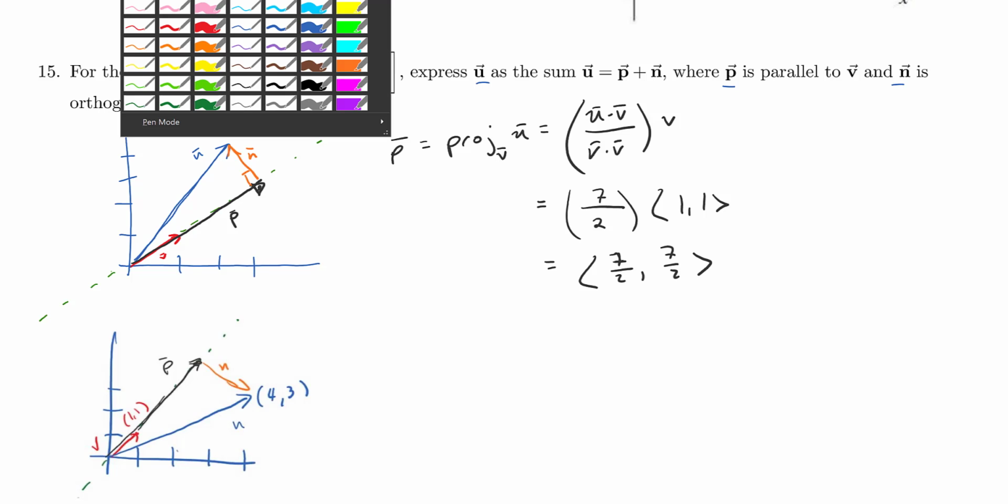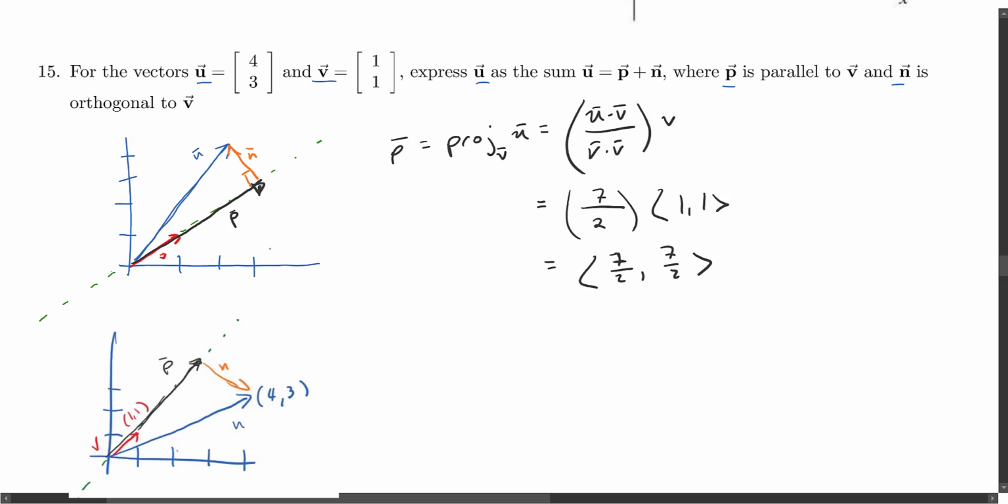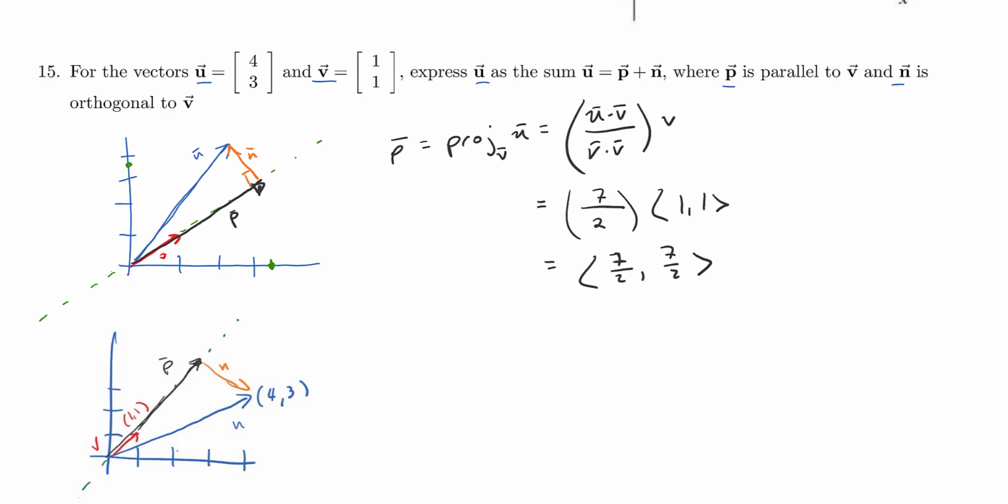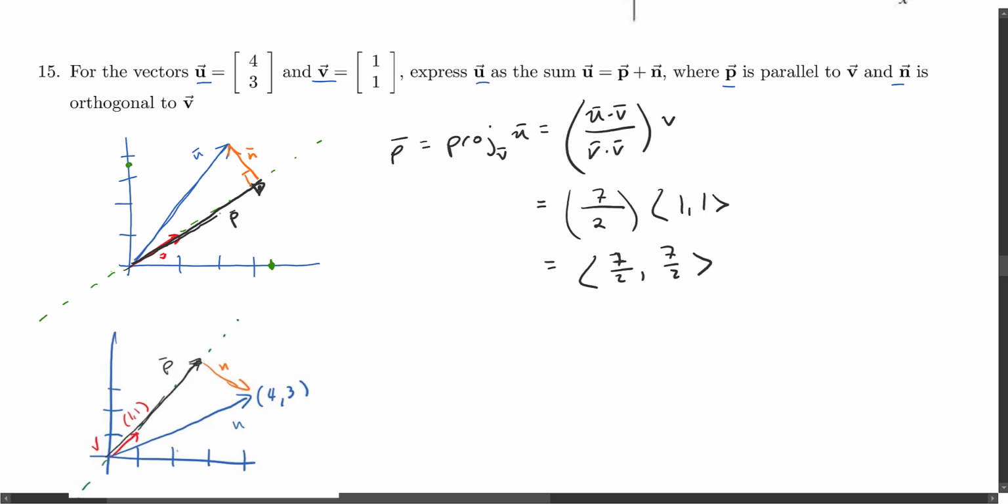I mean, my drawing that I did wasn't the best, I was trying to look ahead as to where we're going. My drawing is not the best, but sure enough, you see that if you go out 7 halves, that's 3.5 in the x direction, and then 3.5 in the y direction. You draw the corresponding vector. I'll do it in black here. Yep, that's our vector p there. Okay, so that should be a little bit reassuring.